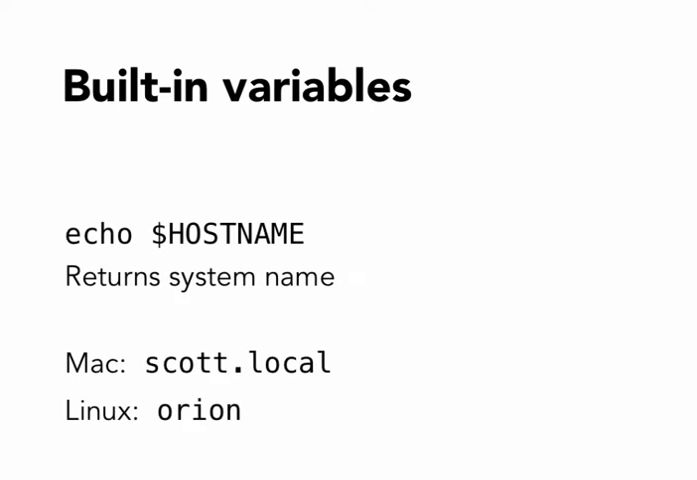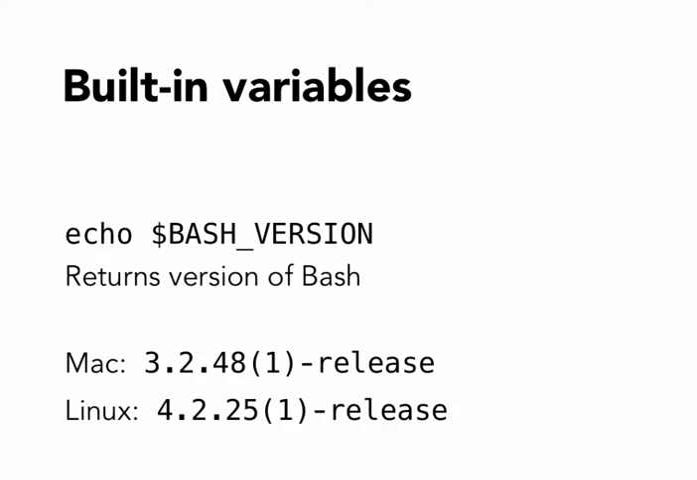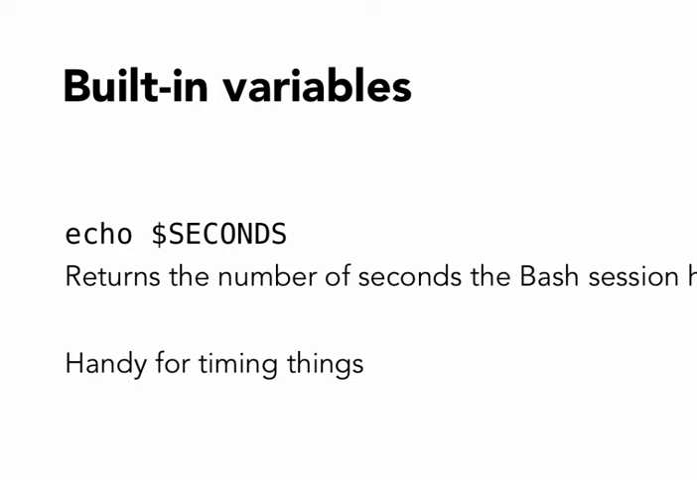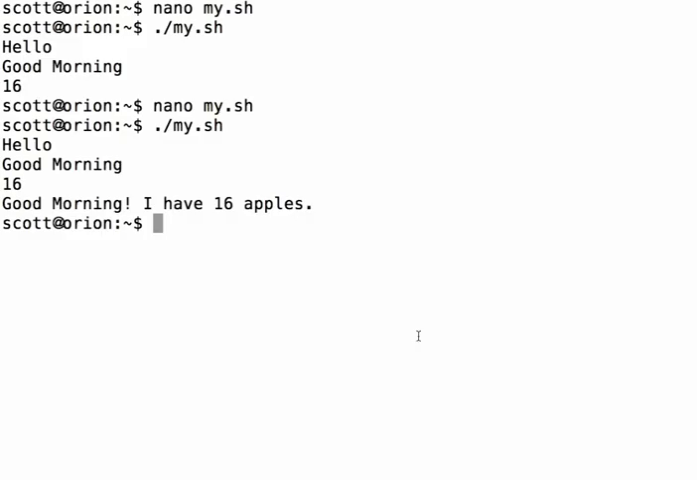There's HOSTNAME, which returns the system name, BASH_VERSION, which returns the version of bash running on the box, and SECONDS, which returns the number of seconds a bash session has been running. If you type echo $SECONDS at the command line, you'll see how long that session has been open. But if you use SECONDS in a script, it'll start counting from when the script started. That can be handy for timing things.